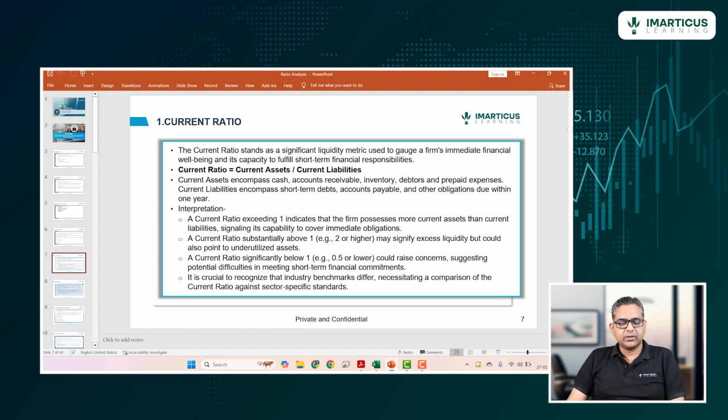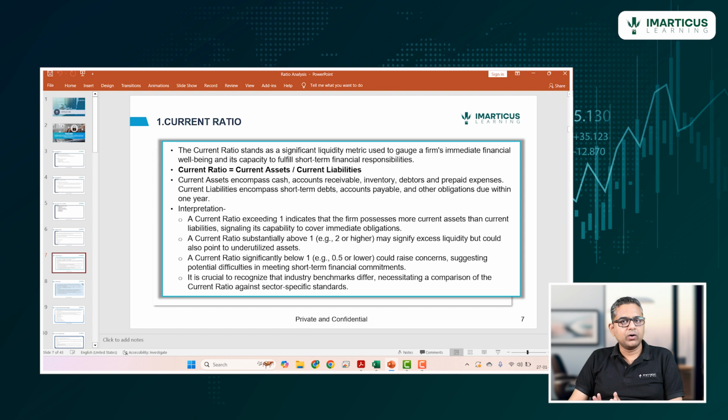What is current ratio? Current ratio stands as a significant liquidity metric used to gauge a firm's immediate financial well-being and its capacity to fulfill short-term financial responsibilities. It is calculated as current assets upon current liabilities. So, current ratio is equal to current assets upon current liabilities. So, it is telling us how much current assets do we have to cover our current liabilities.